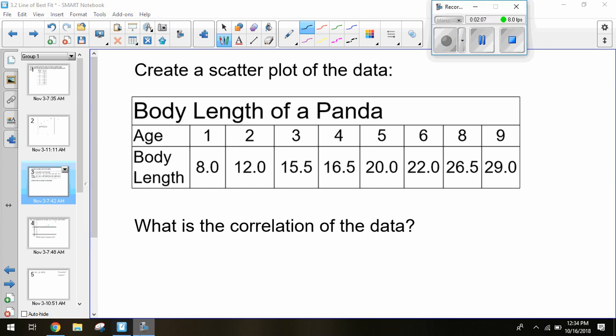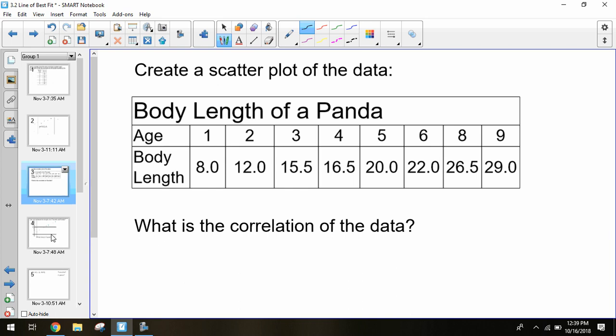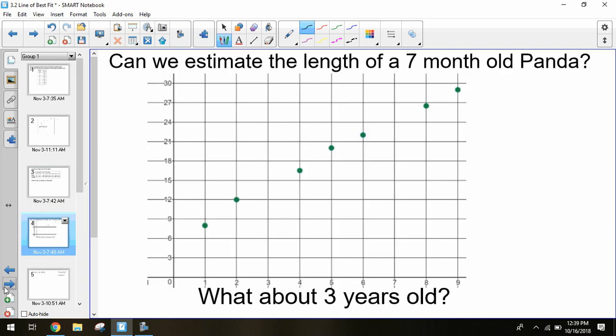Alright, so we should have had enough time to be able to graph this data. So we have something that looks roughly like this. I want to apply 3s on this one.